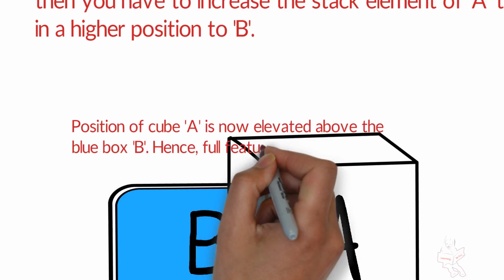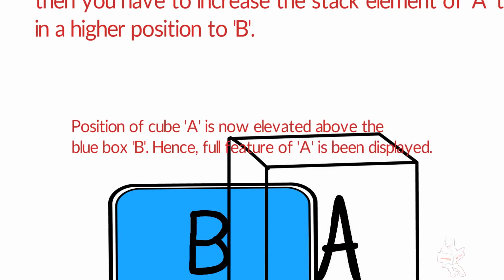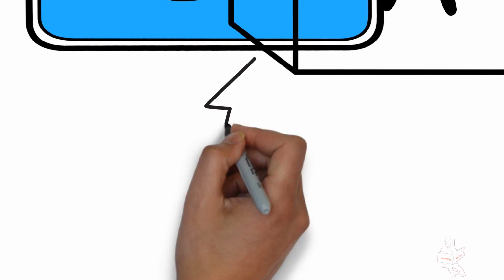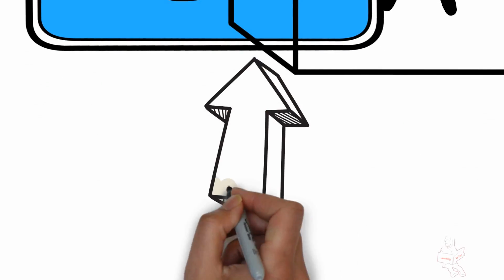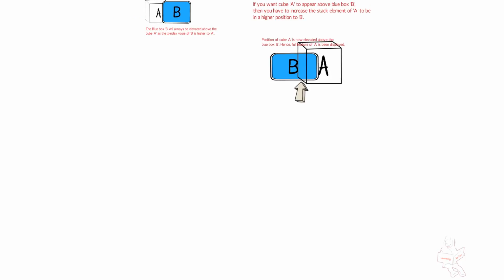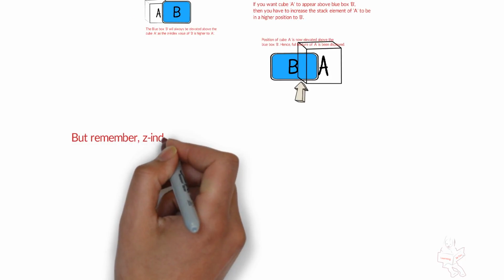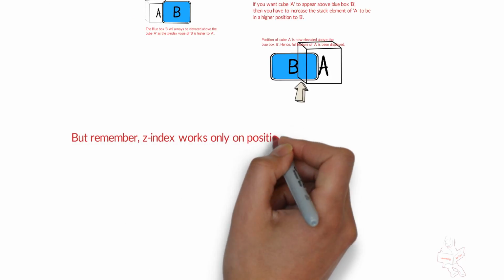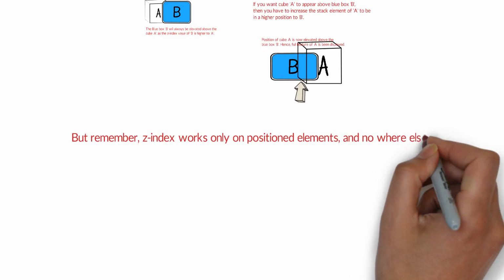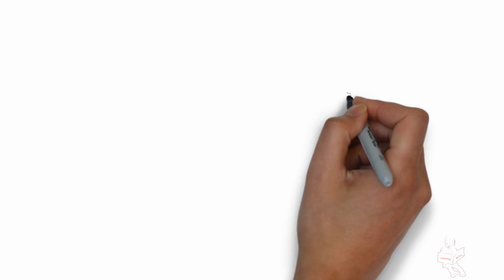The position of cube A is now elevated above the blue box B, hence the full feature of A is being displayed. As you can see over here, the div A is now elevated upon div B. But remember, z-index works only on positioned elements and nowhere else.